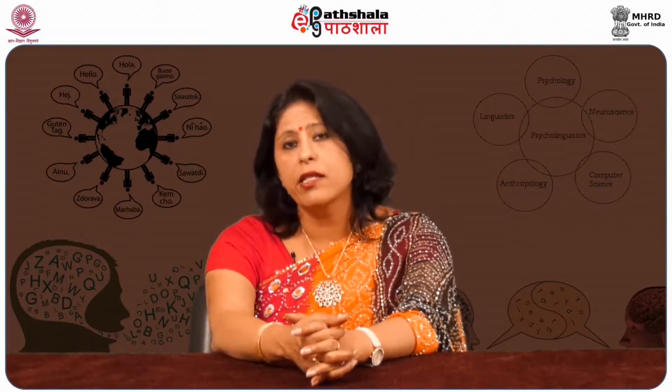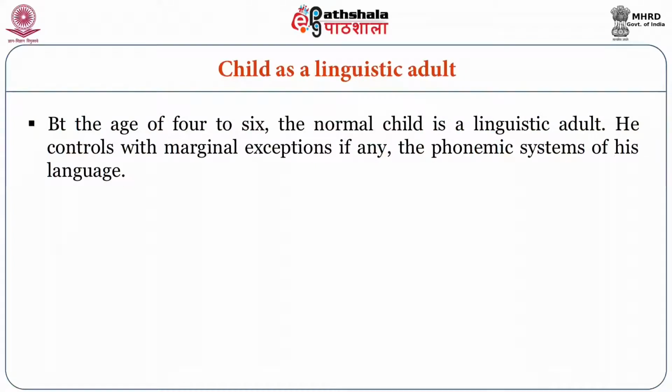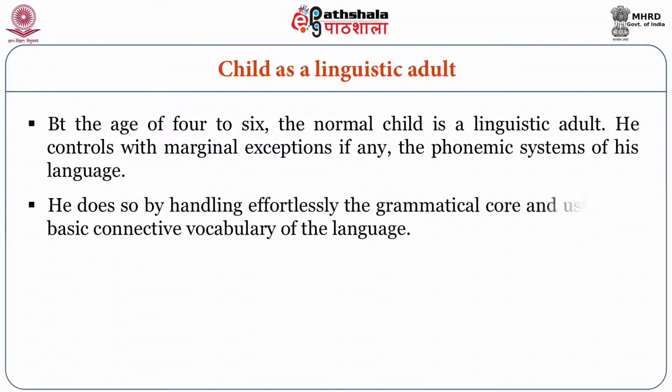Is it true? Can we consider a child as a linguistic adult or not? By the age of 4 to 6, as the research has shown, the normal child is a linguistic adult. He controls, with marginal exceptions if any, the phonemic system of his language. He does so by handling effortlessly the grammatical core and using the basic connective vocabulary of the language.